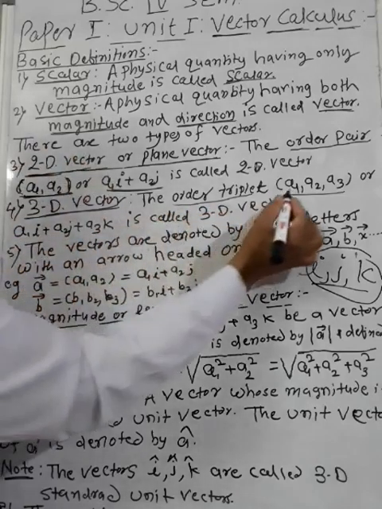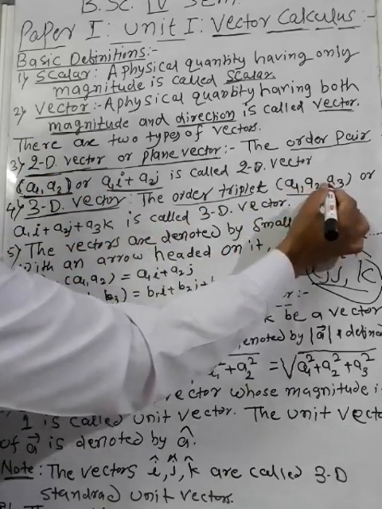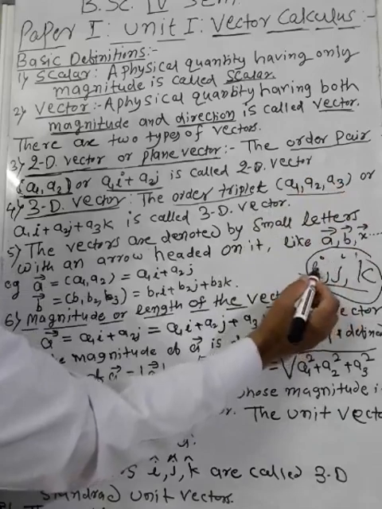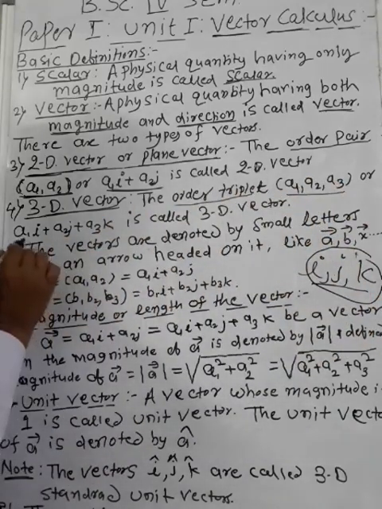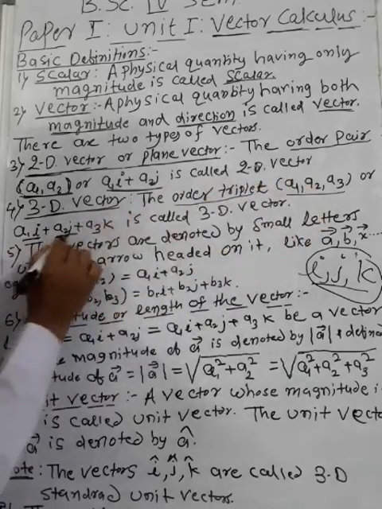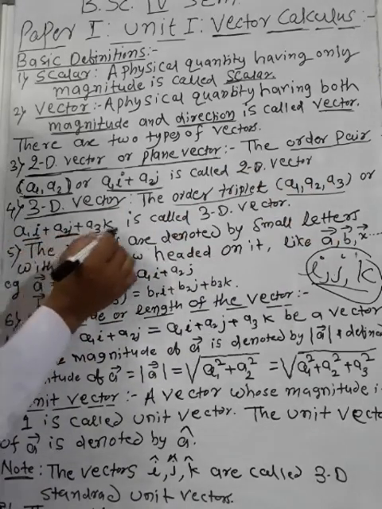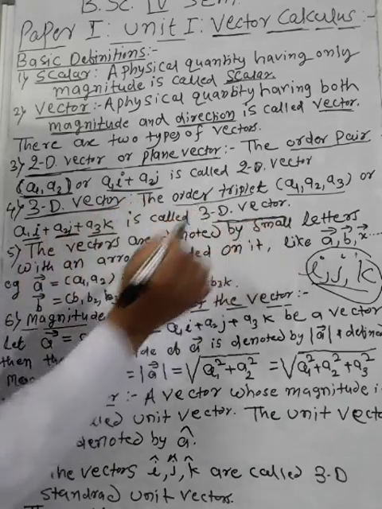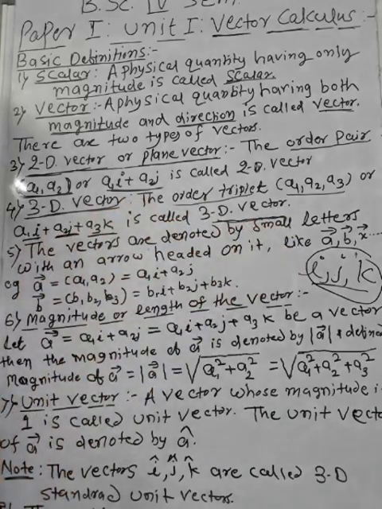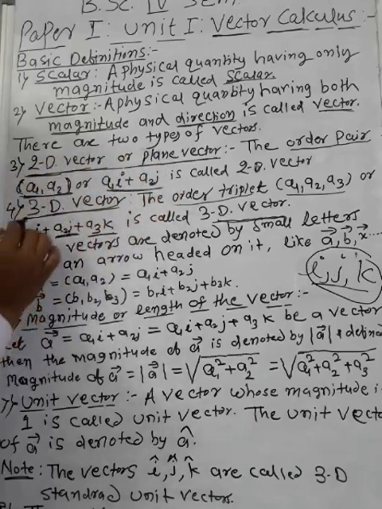Similarly here, the ordered triplet a1, a2, a3, or we can write it in terms of unit vectors i, j, k, that is a1i, a2j and a3k, that is a1i plus a2j plus a3k is called a three-dimensional vector, and hence either an ordered pair or an ordered triplet is going to be the vector, or the expressions in terms of unit vectors i, j, k are going to be the vector, as either 2D vectors or 3D vectors.